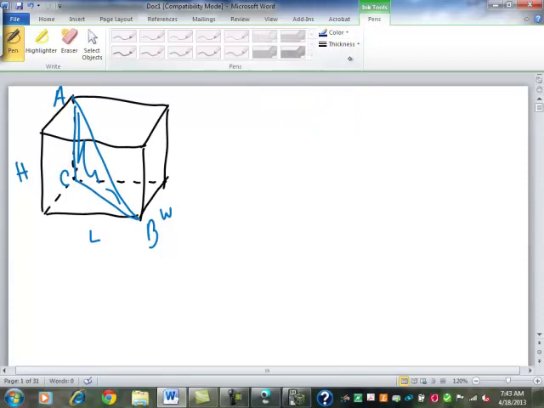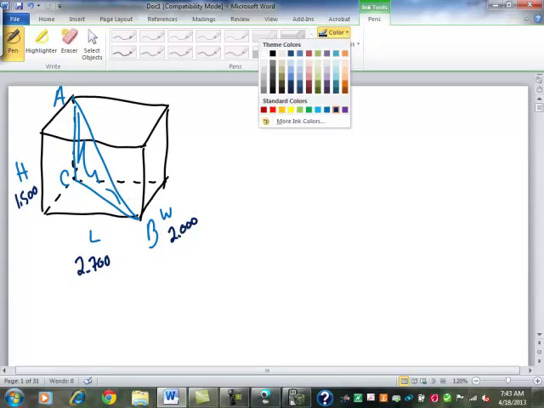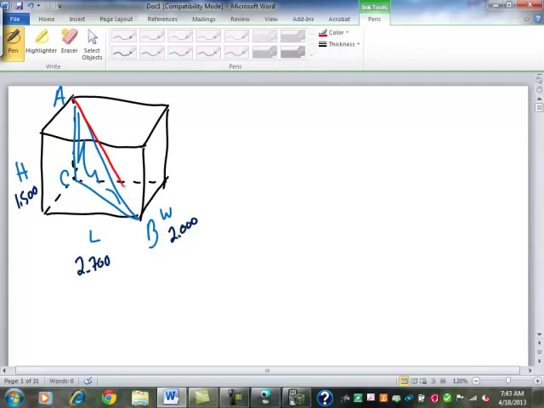So we are given that the height is 1.5, that the length is 2.7, and the width is 2.0. We are asked to find A, compute the length of the diagonal. In other words, how long is this distance from A to B right there?